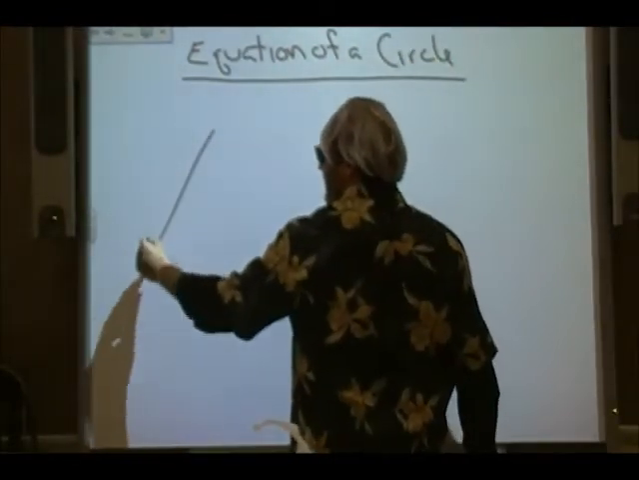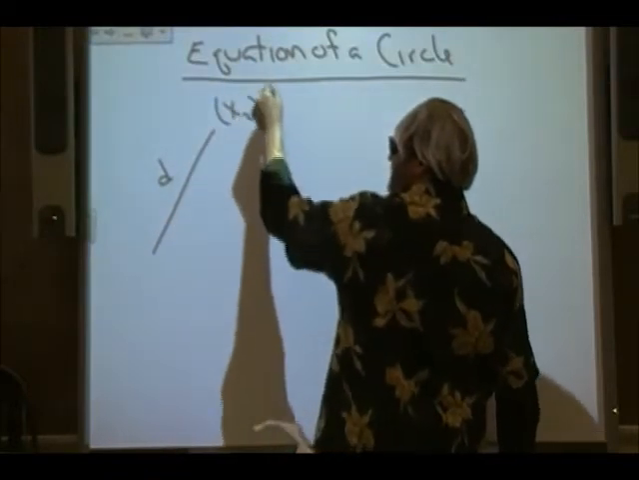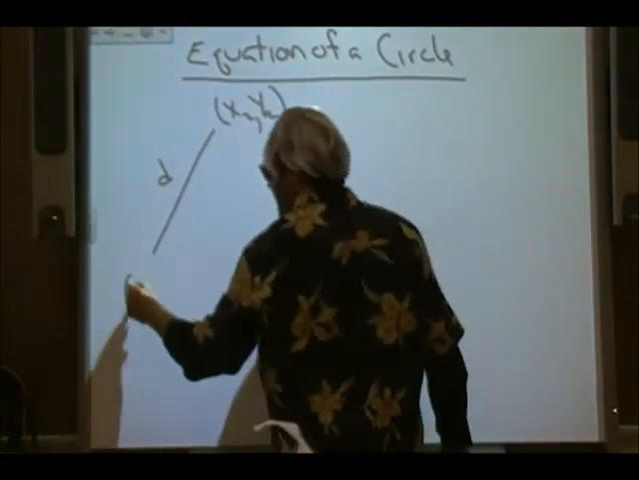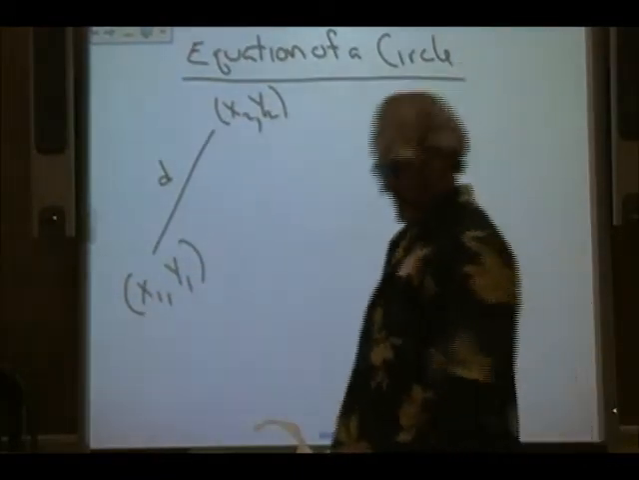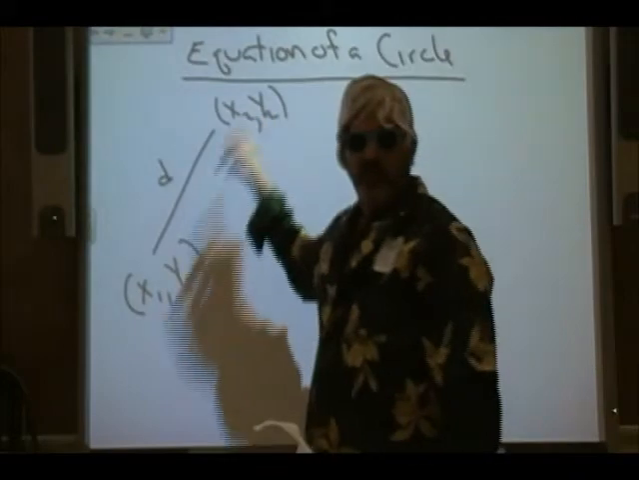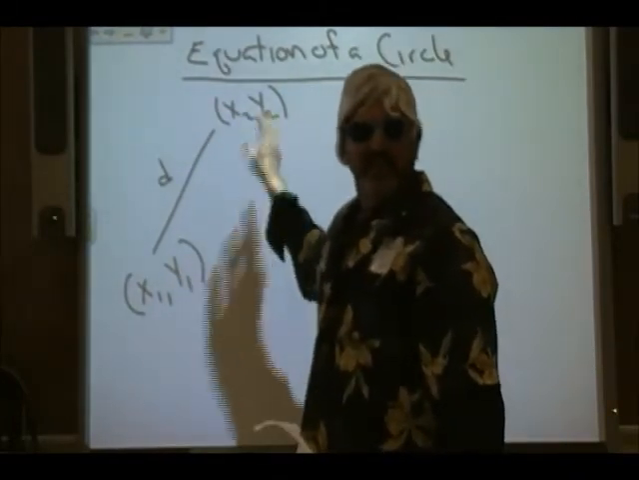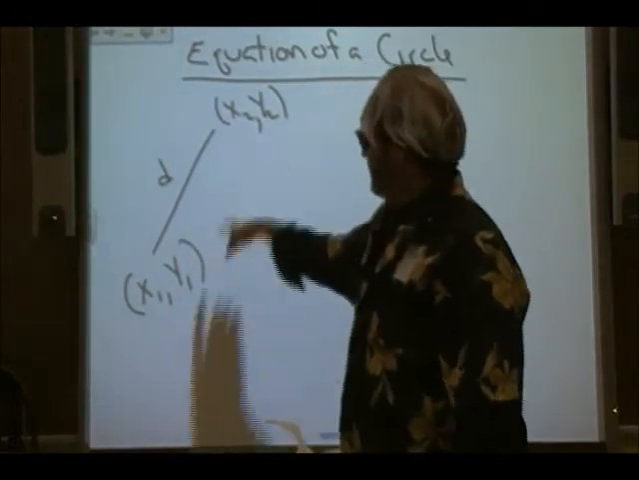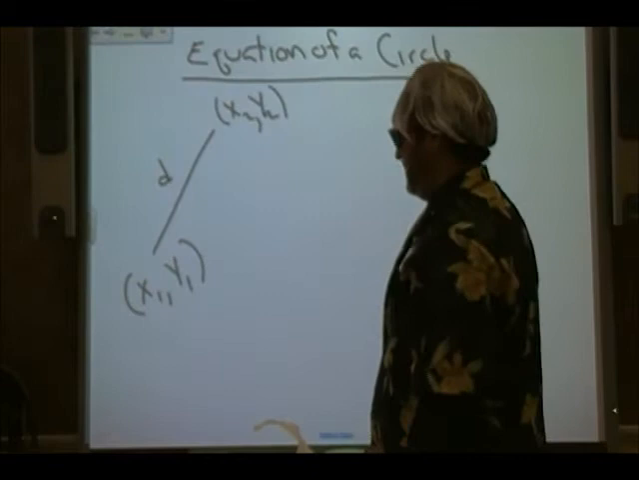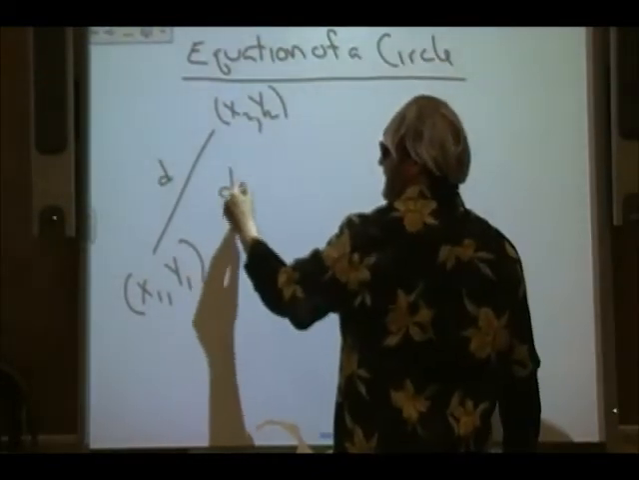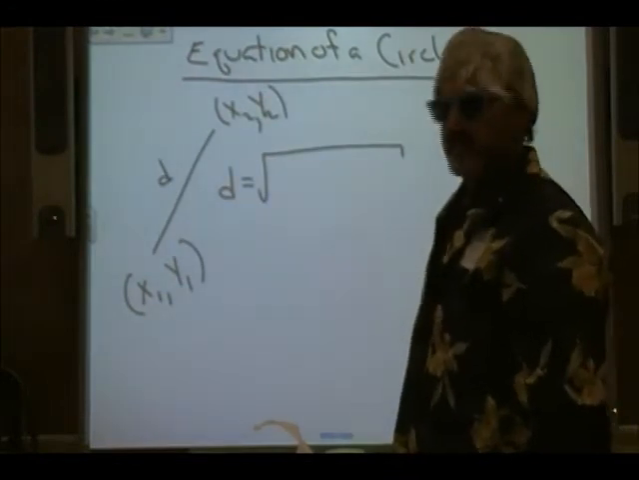So if I take this, call it distance, I'll call this point x2, y2, and this point x1, y1. They're arbitrary. You could call it either one, first point and second point, whatever. x1, y1, x2, y2. Well, what is the distance formula? Well, you would write it as d equals this big square root.